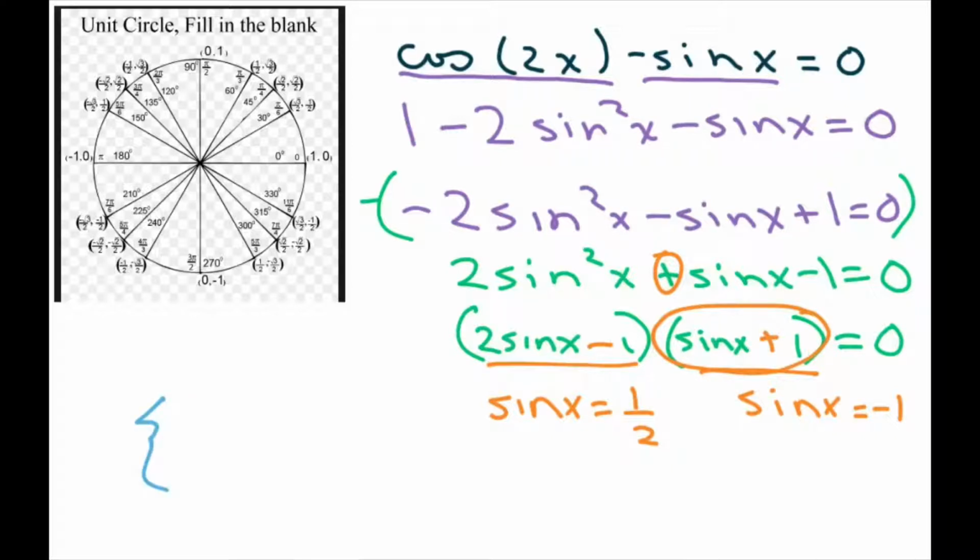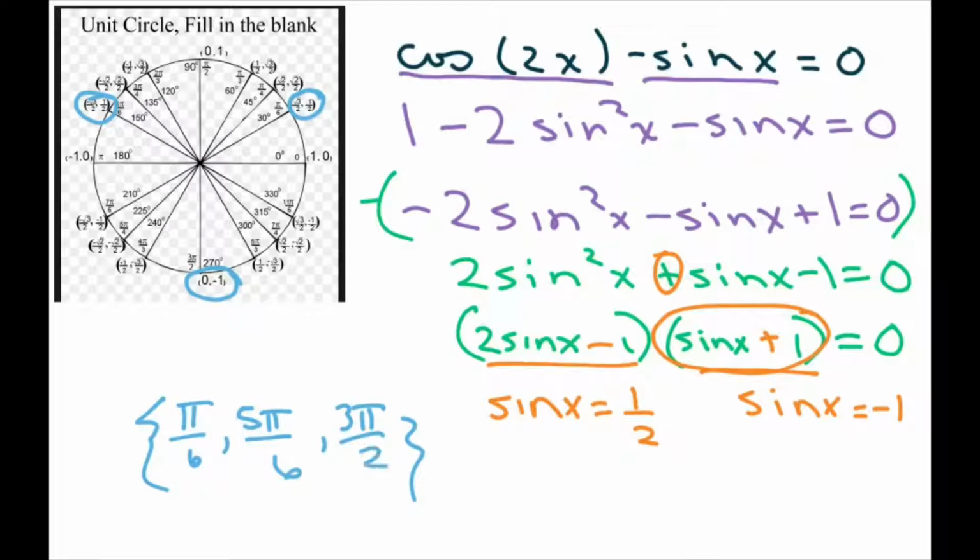Therefore, your solutions are: where does sine equal 1/2? Well, it's your y, which is here and here. Sine is positive in quadrants 1 and 2. So that's going to be pi over 6 and 5 pi divided by 6. And where does sine of x equal negative 1? That's where your y is negative 1, and it's right here, which is 3 pi divided by 2.